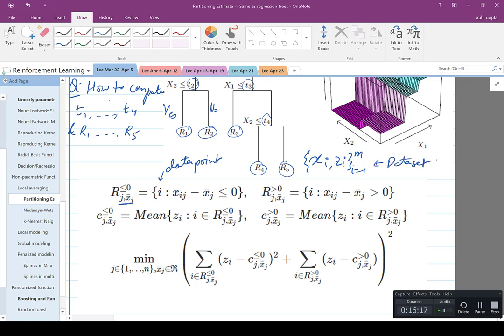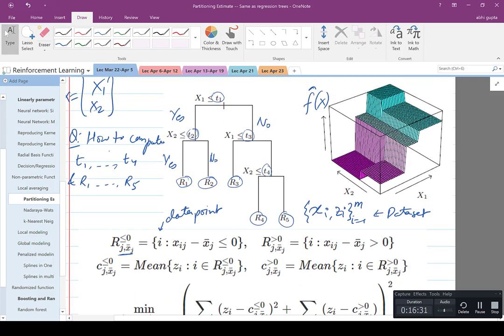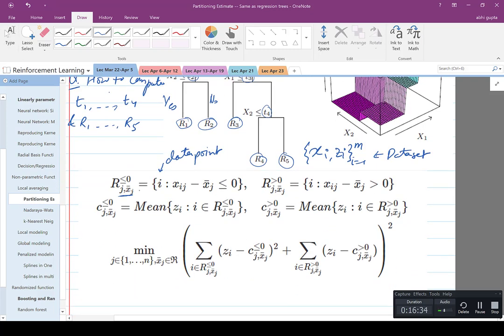And you want to come up with a function approximator which fits this particular data set. So xij is the jth coordinate of xi. X bar j is some threshold that you want to figure out. So this optimal x bar j would become t1, t2, t3, and so on. So for every coordinate and for every threshold, you come up with two different sets of data points. So this is the set of all data points which satisfy this inequality. This is the set of all data points that satisfy the opposite inequality.